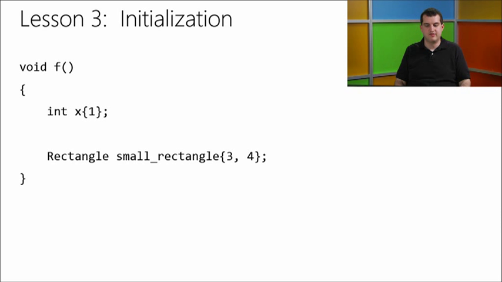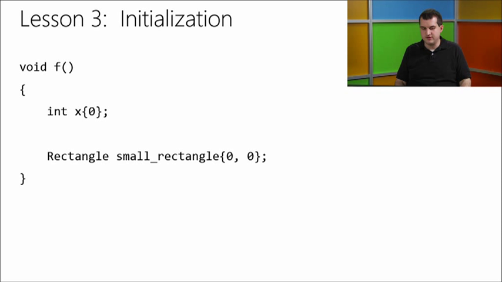So we can initialize them both. We can initialize them using the brace syntax that we had before. For x, of course, there's just a single integer, so we use 1. For a small rectangle, we have a width and a height, so we have to provide 2 values, a width and a height. And if we had 20 members, we could provide 20 initializers in there. But generally, if you have more than a few, you'll want to better encapsulate your data, and we'll see how to do that shortly.